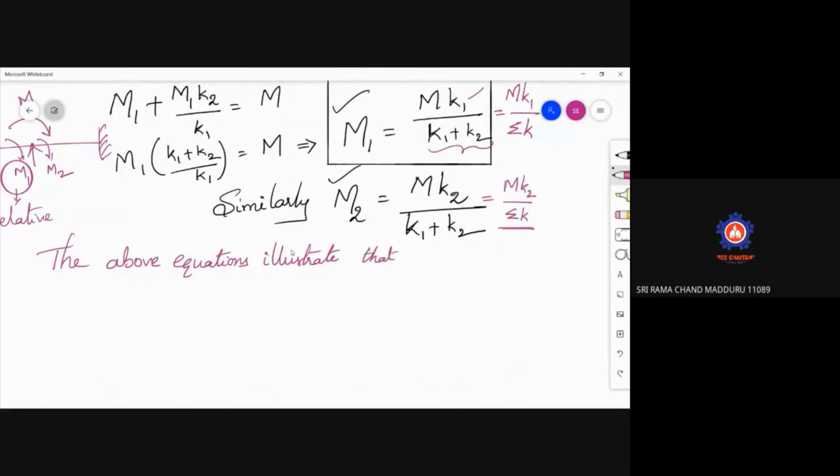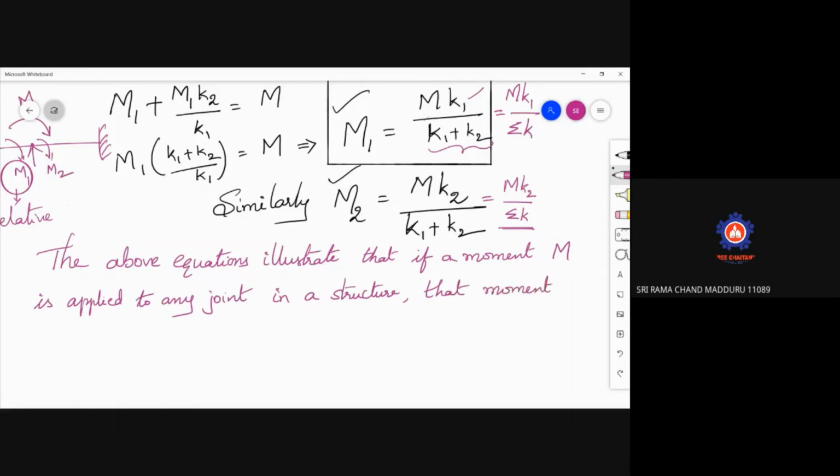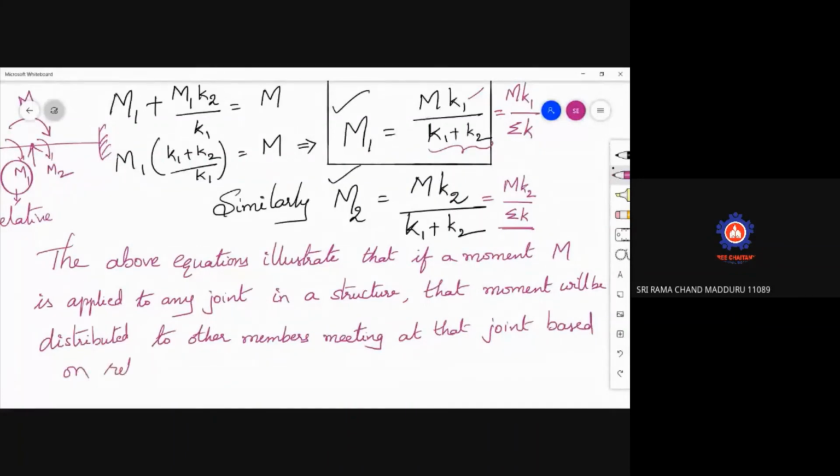that if a moment M is applied to any joint in a structure, that moment will be distributed to other members meeting at the joint based on relative stiffness.